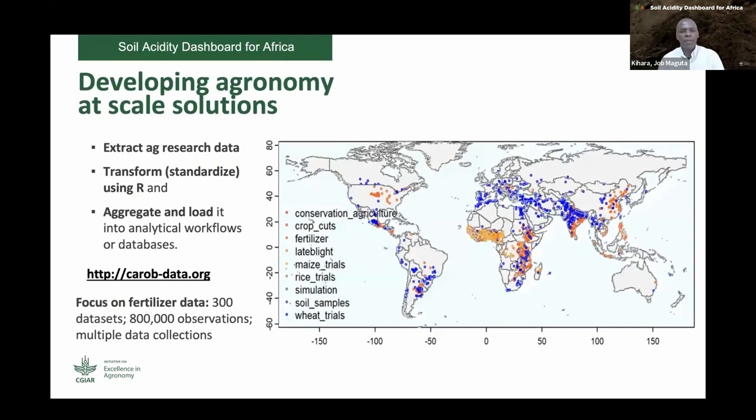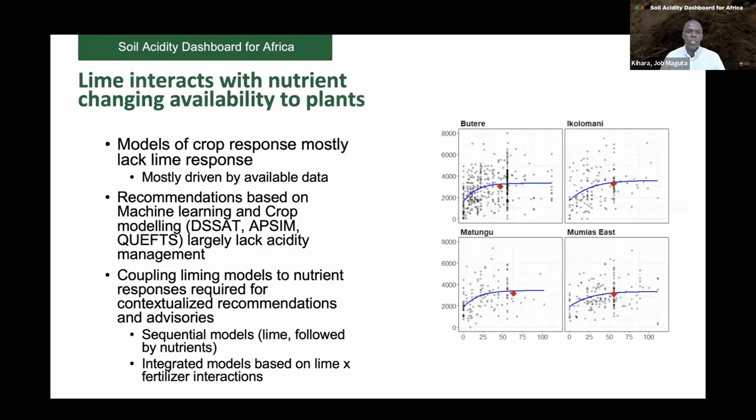So far, you can see the type of distribution across the globe of the data sets that the team has put together and the data that is helping to address various issues in the modeling. You can see so far over 800,000 observations. It is a growing data set, so it's not static, but it continues to grow as the teams continue to add into that data set. So this is the type of resource that is helping to address various solutions.